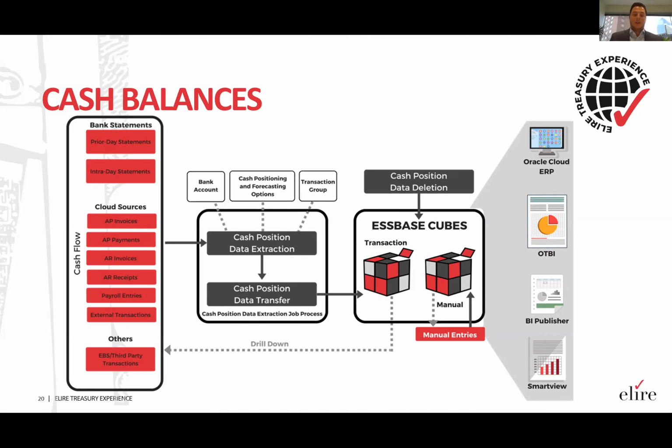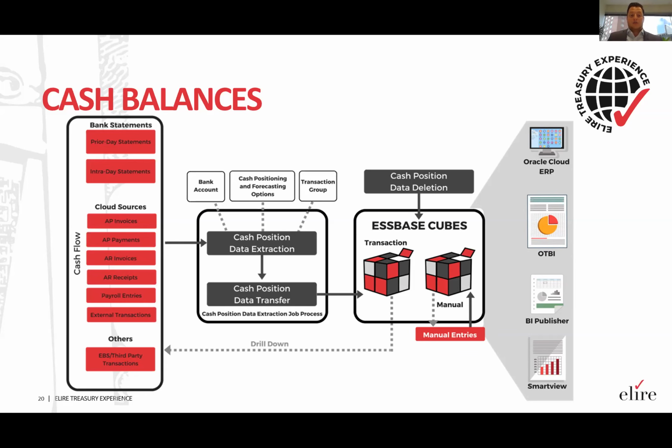So whether that's AP invoices, AP payments, AR invoices, AR receipts, payroll entries, external transactions, and other third-party transactions as well. There are two processes that run that essentially extract all that data and then move it into what Oracle has as their S-based cubes. When a bank statement is imported, these two processes are kicked off simultaneously after it.